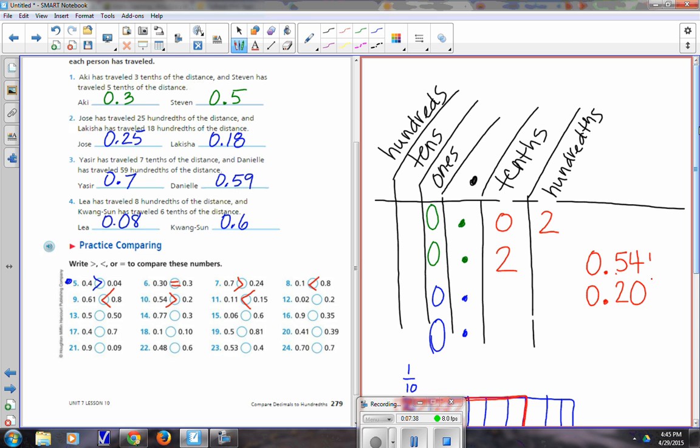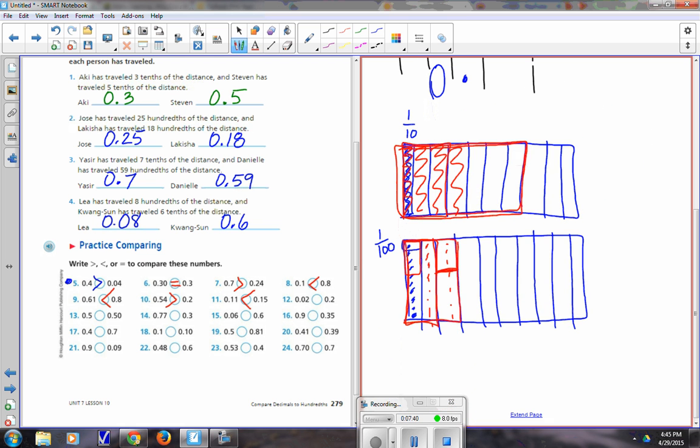Which one's bigger? Visually, this is 2 hundredths. This, let me get a black pen. This is 2/10. Which one's bigger?